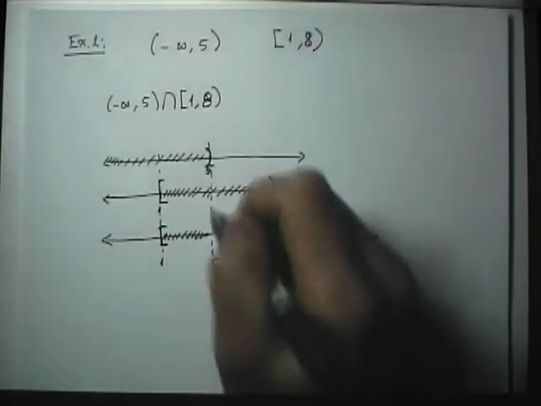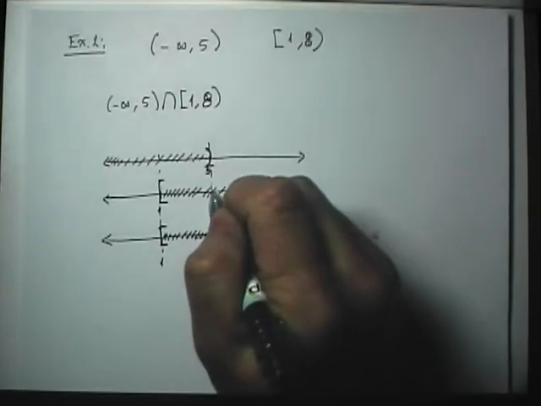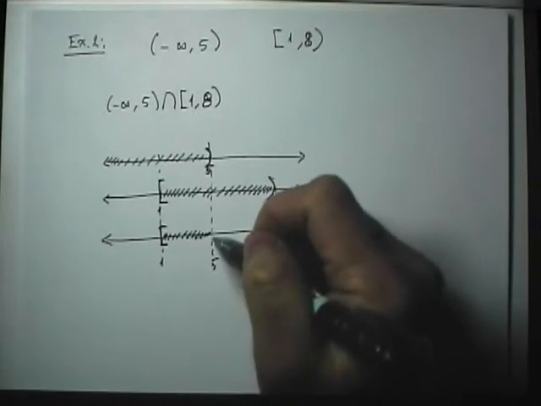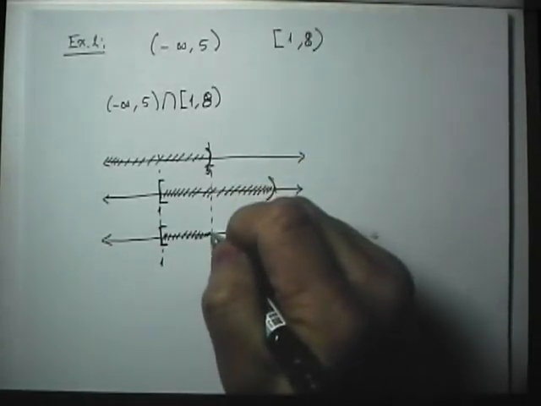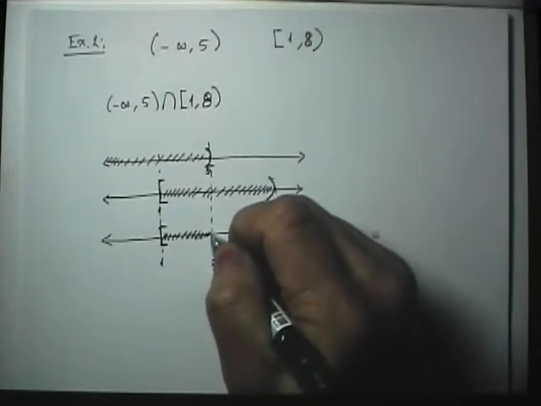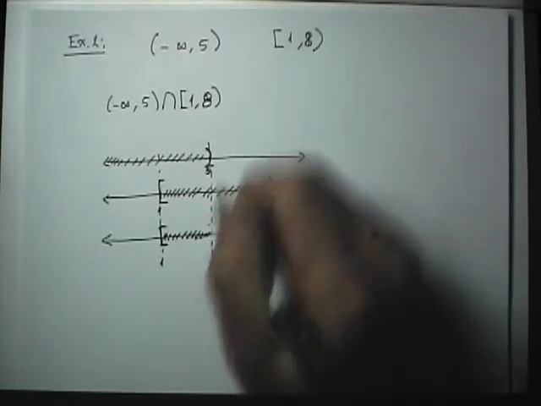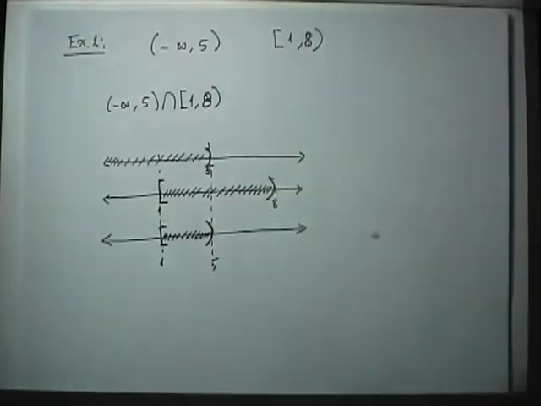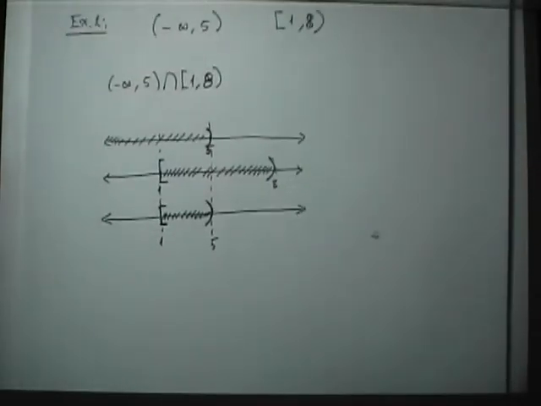Is 5 included in the first one? No, but 5 is included in the second one. So that means 5 is not included in the overlapping. So the point is, as long as the ending is included in only one line, as long as the ending here is not included in all of the regions, the overlapping one has to be a parenthesis. So there, I'm saying that 5 is a parenthesis there.